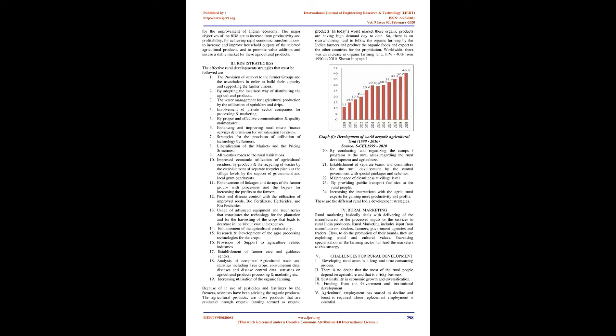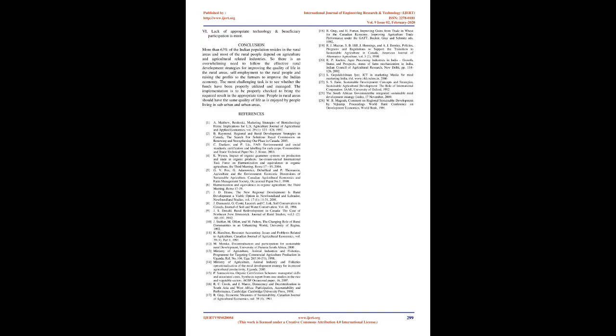Because of the use of pesticides and fertilizers by the farmers, scientists have been advising organic products. The agricultural products that are produced through organic farming are termed organic products. In today's world market these organic products are in high demand. So, there is an overwhelming need for Indian farmers to follow organic farming and produce organic foods and export to other countries.